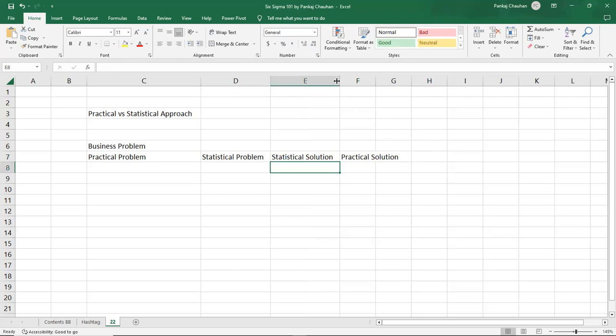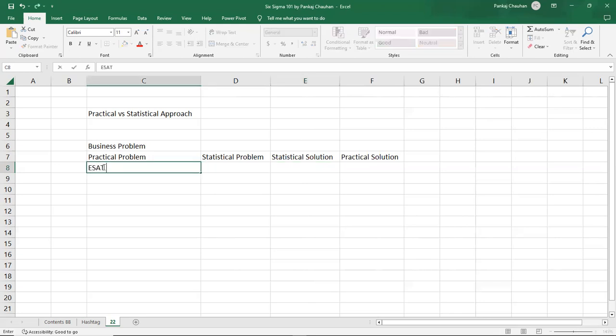Let's take an example. Suppose today your CEO comes to you and he says, okay, Mr. Black Belt or Miss Black Belt, you have to improve, let's say, the employee satisfaction score. My employee satisfaction score is low. So improving the employee satisfaction score is your practical problem. But how you are measuring it, what you are doing with this employee satisfaction score, you don't have anything to know about. You are not aware of the employee satisfaction score.